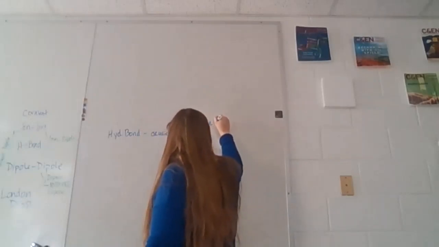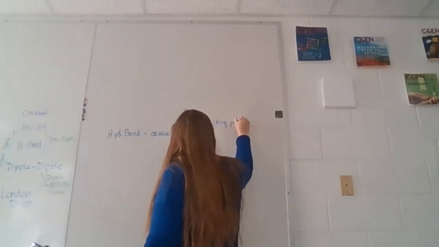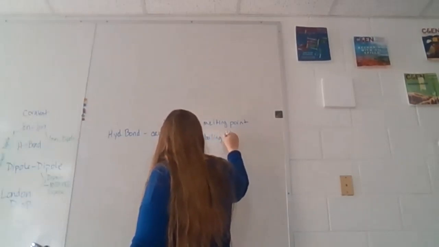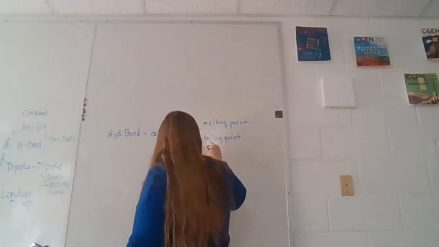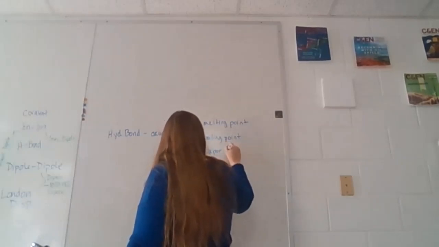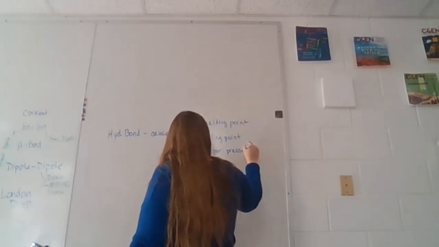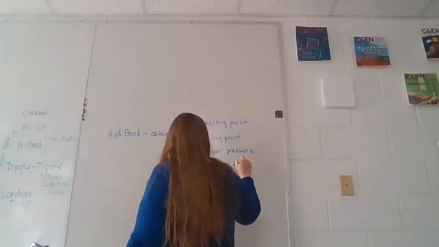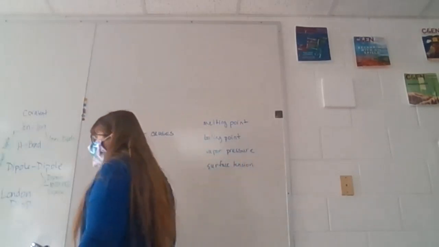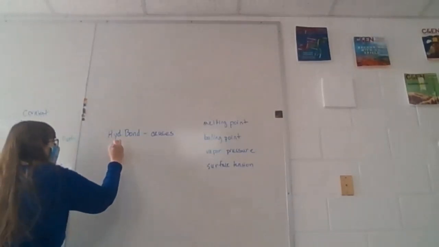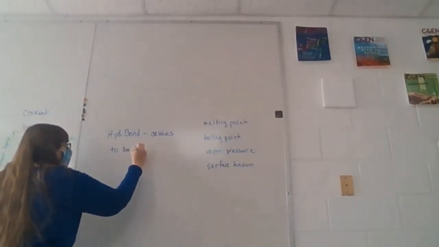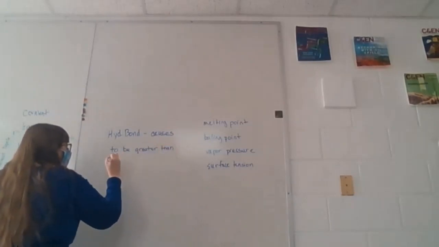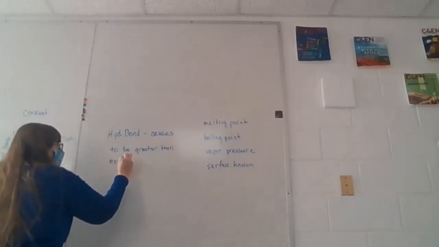If I'm looking at melting point, boiling point, vapor pressure, surface tension, hydrogen bonding causes all of those properties to be greater than expected for the size of the molecule.